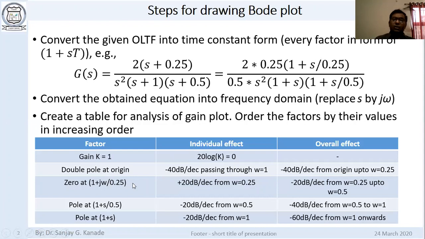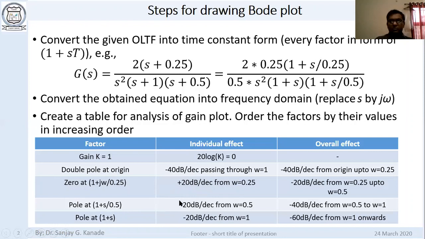Then the next is a zero at omega equal to 0.25. When a factor is in the numerator, the individual effect is a plus 20 dB per decade line, and it will start from this location, omega equal to 0.25. Then there is a pole at 1 plus s upon 0.5. Pole means a factor in the denominator.